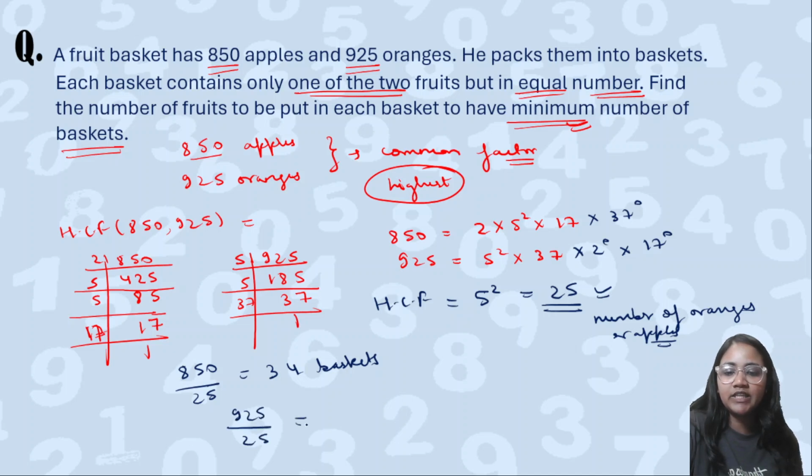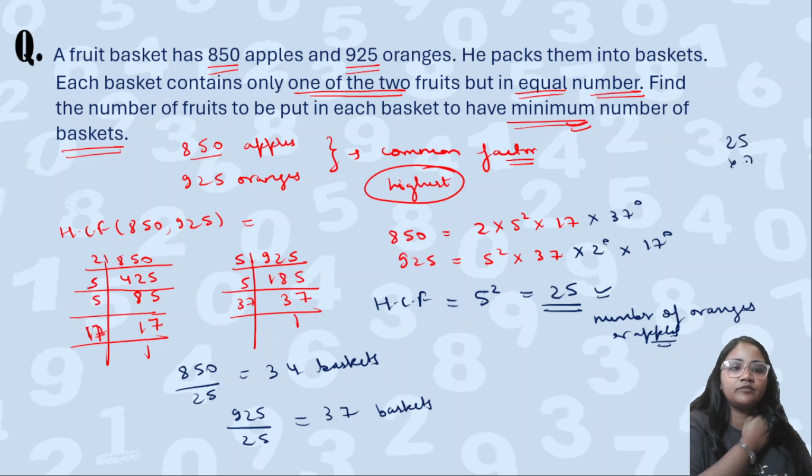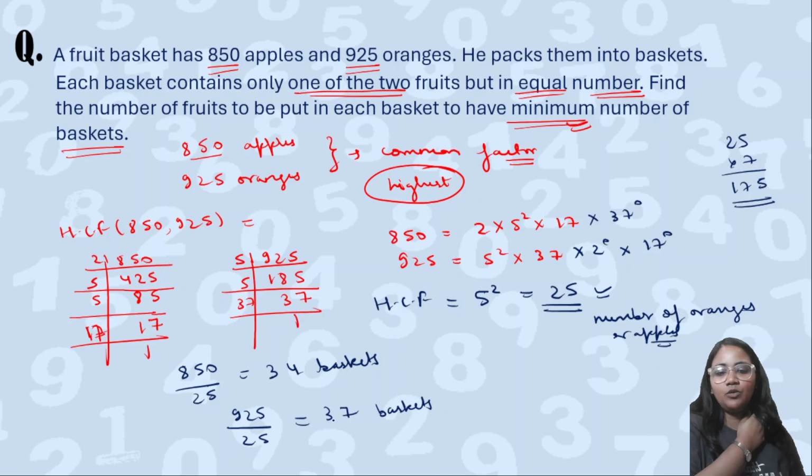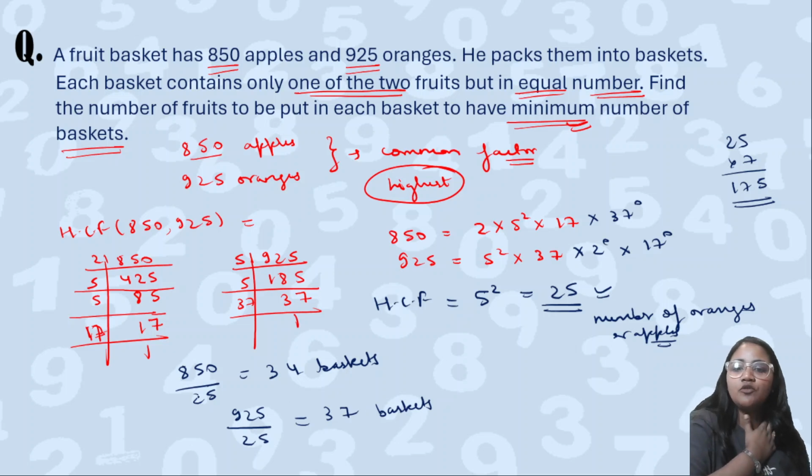So how many baskets will we need? 25, again 3 is 75. 75, 85, 175. Right? 175. It's 4 times 100. 6 times 150. Right? And 7 times 25 is 175. Okay, 37 baskets are required for oranges.